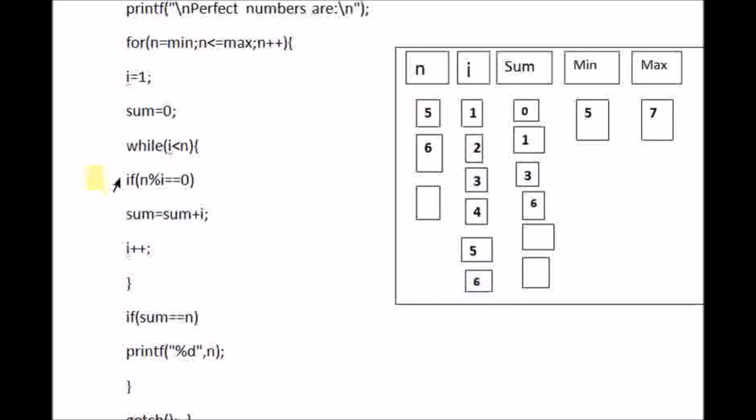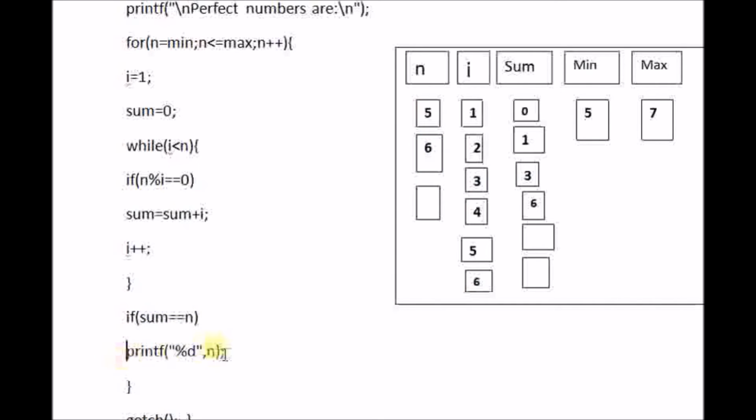Once again we go back to the while loop. Is 6 less than 6? No, the condition is false. So the control will leave this part and moves to the next part. What is the next part? If sum equal to n. The value of sum is 6, value of n is 6. Yes, the condition is true.